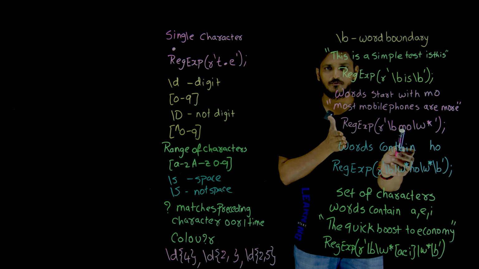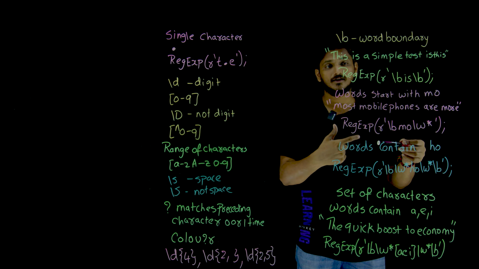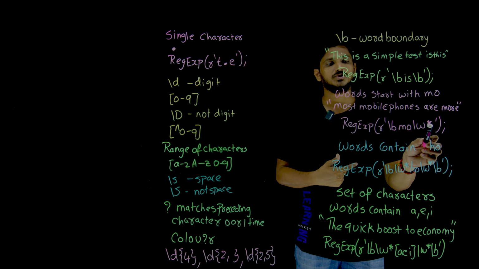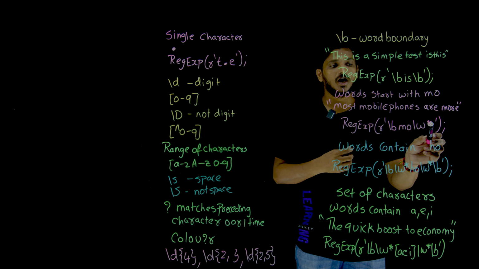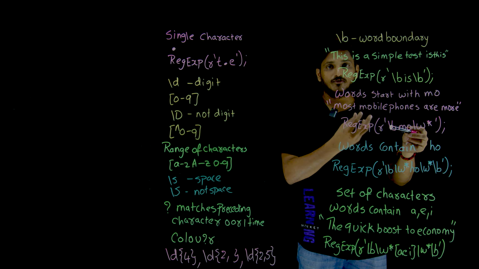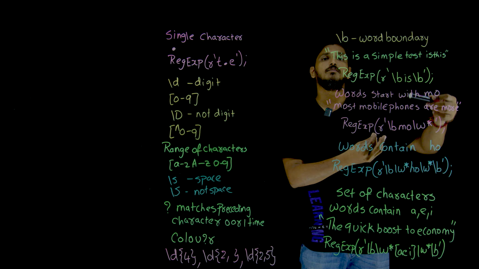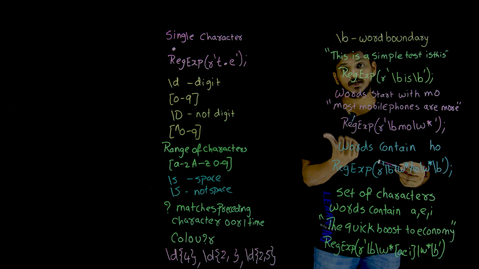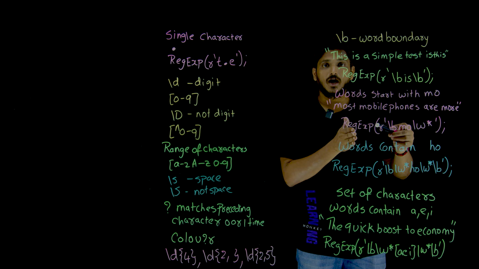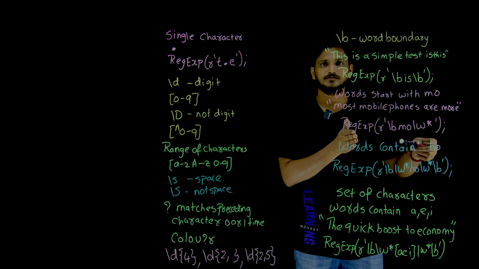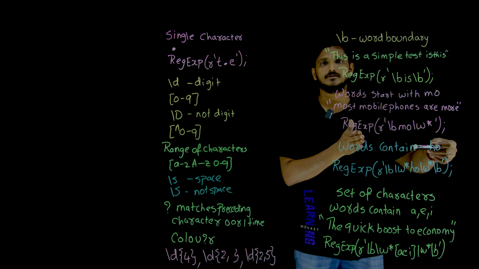you have to find MO. After that you can find any word character: \w star. \w means word character. Star means you can find zero or any number of word characters. In our last class we used plus. Plus means one or any number of characters. Here star means zero or any number of characters.